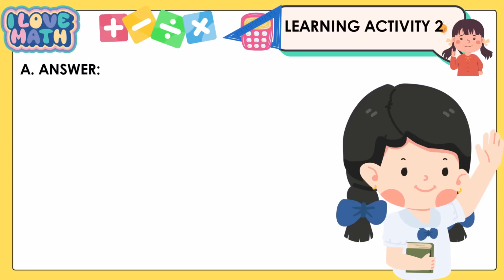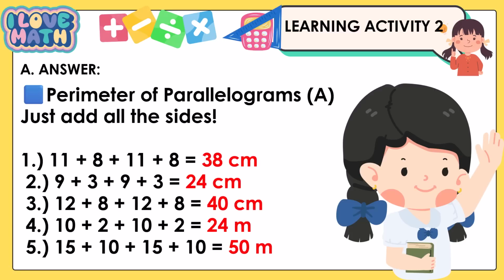Let us answer. Perimeter of parallelograms. Just add all the sides. Number 1, 38 centimeters. Number 2, 24 centimeters. Number 3, 40 centimeters. Number 4, 24 meters. And number 5, 50 meters.